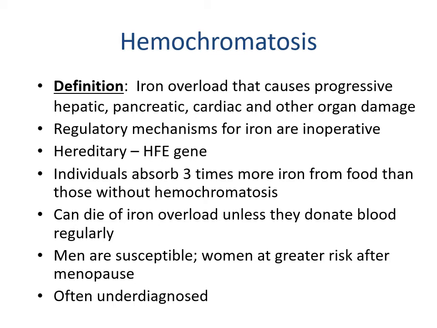So, going more into iron overload and looking at a specific form, here we have hemochromatosis. This is iron overload that causes progressive hepatic, pancreatic, cardiac, and other organ damage, because the regulatory mechanisms for iron are inoperative. This is a hereditary form, caused by a change in the HFE gene. Individuals with hemochromatosis absorb 3 times more iron from food than those without. And so these patients can die from iron overload unless they donate blood regularly.